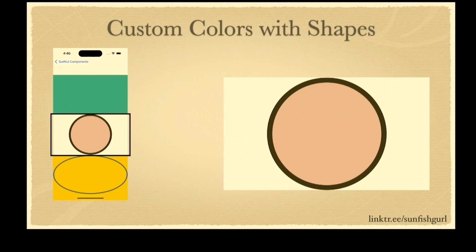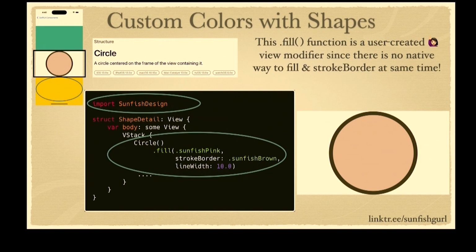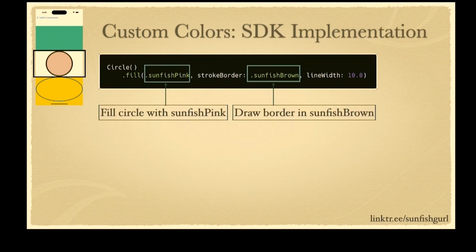Next, let's fill a circle with our custom color and draw a border around the circle with another custom color. So in this case, we're creating a completely new modifier instead of overloading or extending an existing Apple View modifier. That's because there is no way to natively fill and stroke border at the same time, so we're going to build that ourselves to use our custom colors.